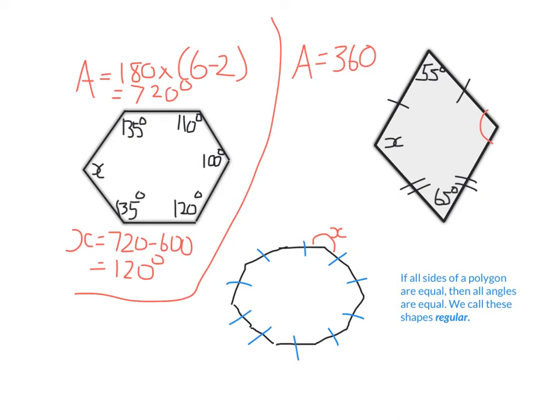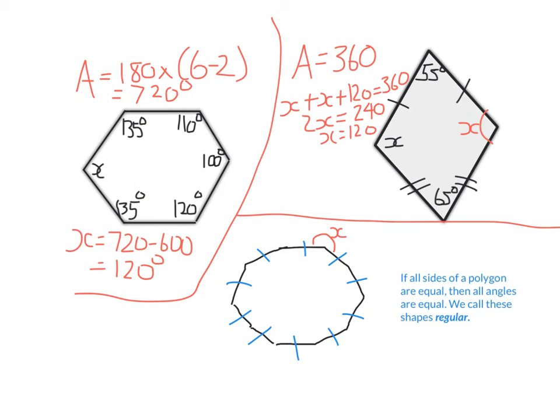So to find x, I have x plus this angle here, which will also be x, plus 65 plus 55, so that's 120, must equal 360. And we can just solve this equation from here. 2x equals 360 minus 120. x is just going to be 120 again. So 120 plus 120 plus 55 plus 65 gives you 360. How easy is that?